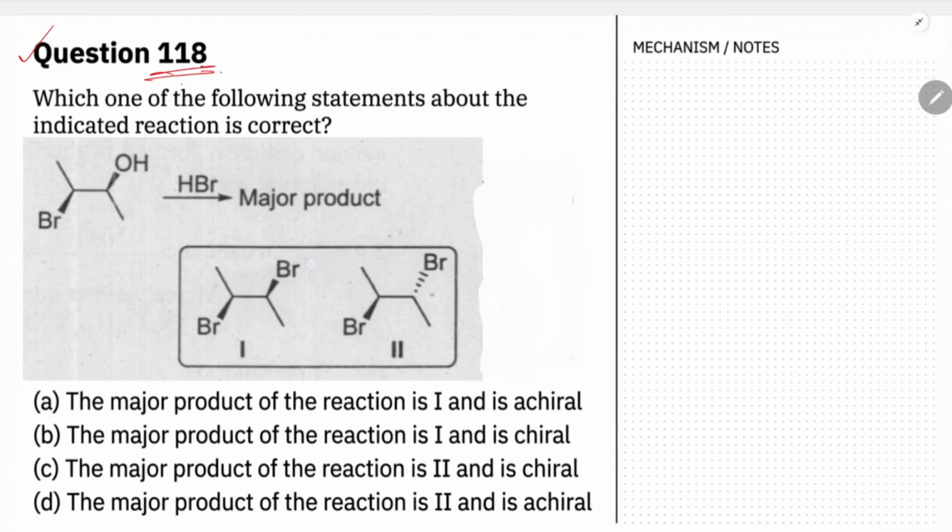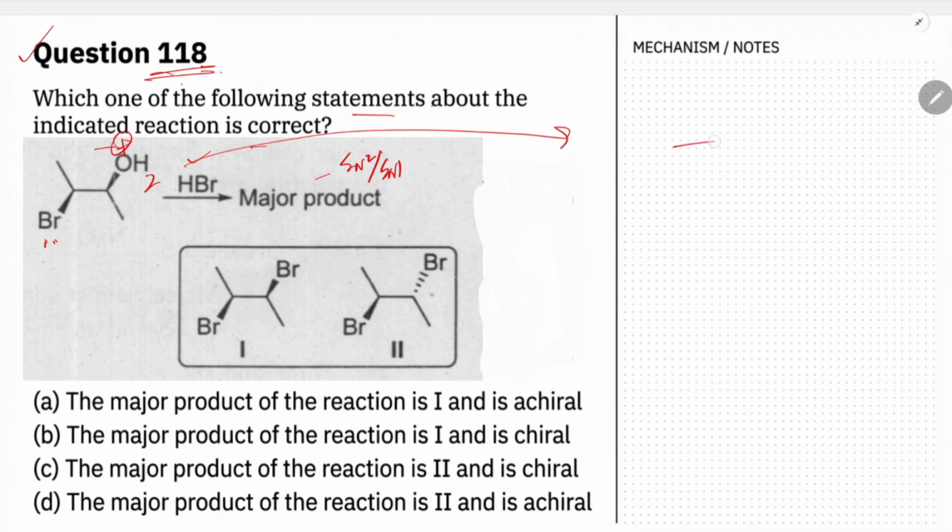In question number 118, which one of the following statements about the indicated reaction is correct? HBr is given, and we need the major product. So this HBr will generate OH2 plus, and if it is released, it forms a 2 degree carbocation, so it can go through SN2 or SN1. But the bromine lone pair is present in an anti-periplanar arrangement.